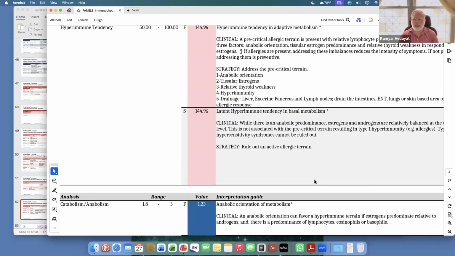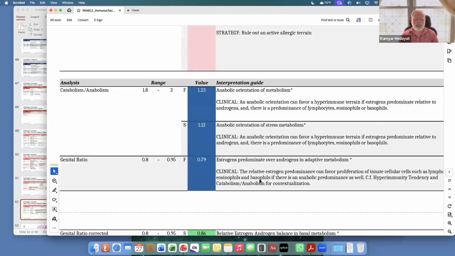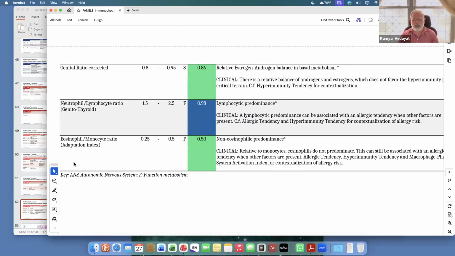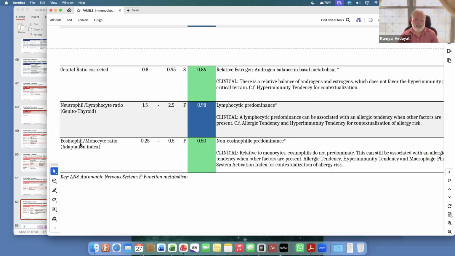And it'll explain specifically why that is. But you can look at the individual results and it'll give you a clinical interpretation. And then at the very end, there's a second level of analysis that says, okay, let's say there is this hyperimmune tendency. What exactly is there a tendency towards? And it'll say if it's neutrophils versus lymphocytes, and for this patient, it's lymphocytic predominance.